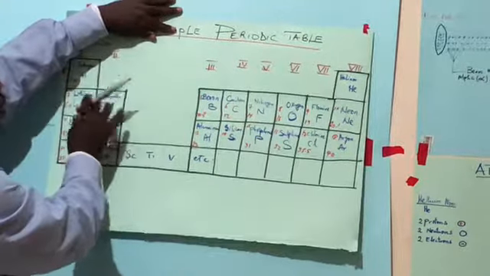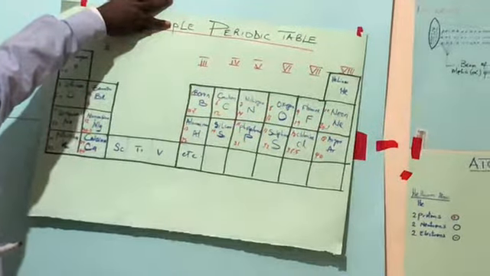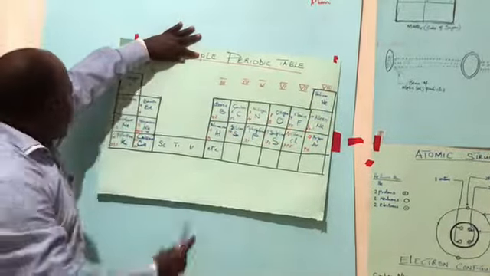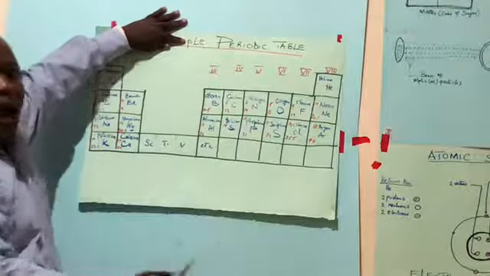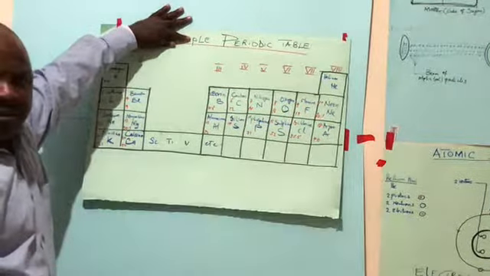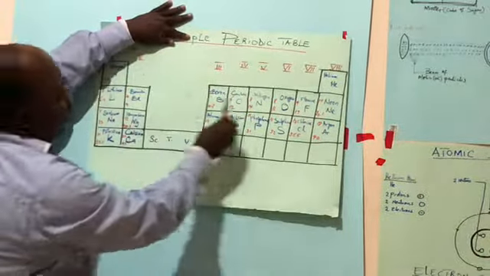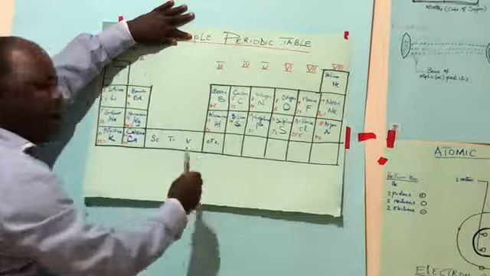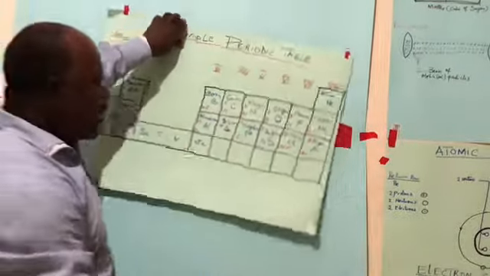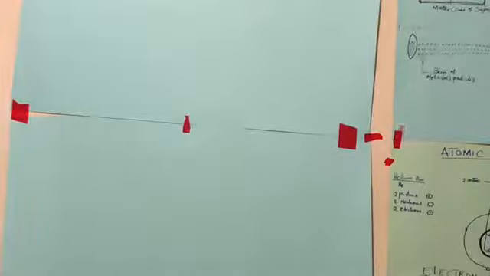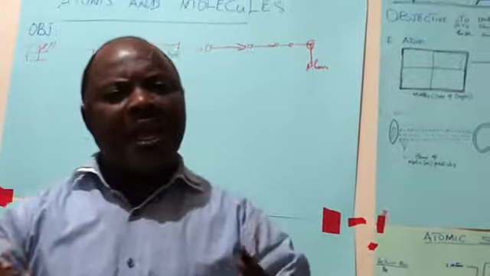All these elements, all atoms of the elements of group 1, are similar in chemical property. They are similar in physical property. When they react with atoms of a group 6 element, let me say oxygen, they will form oxides of group 1 elements. When group 2 elements react with oxygen, they will also form oxides of metal. That's why Dalton said atoms of a particular element are alike, the same in their physical and chemical properties.